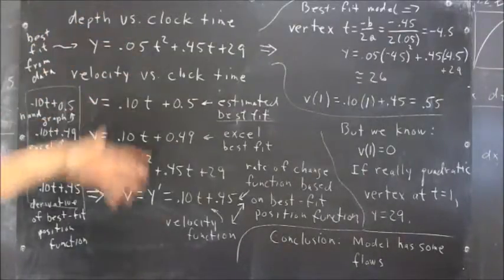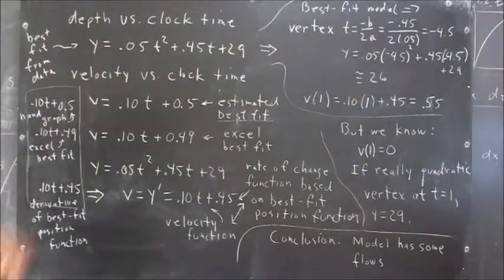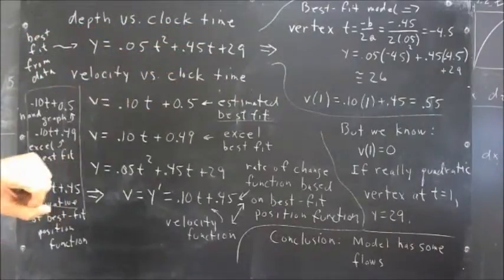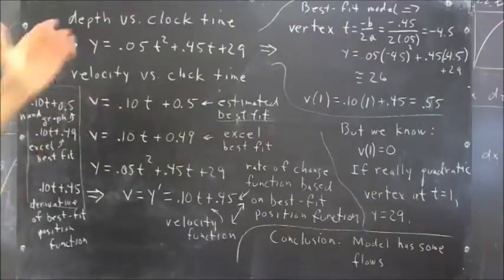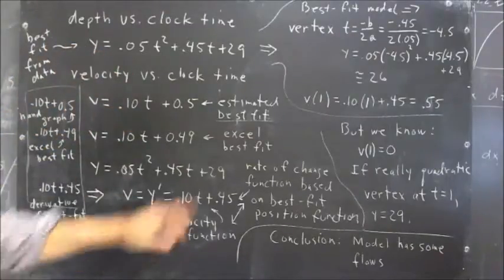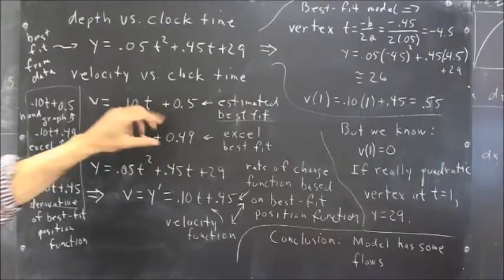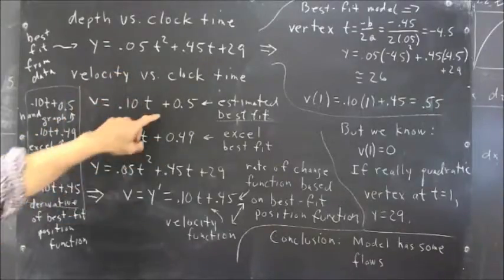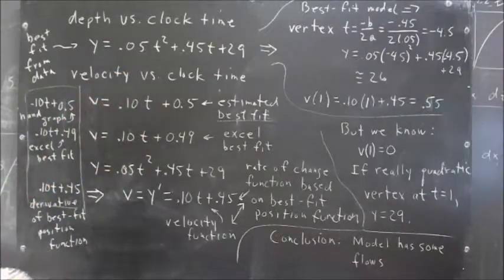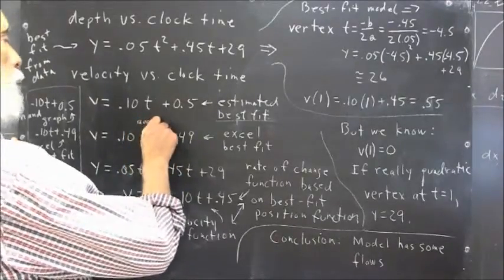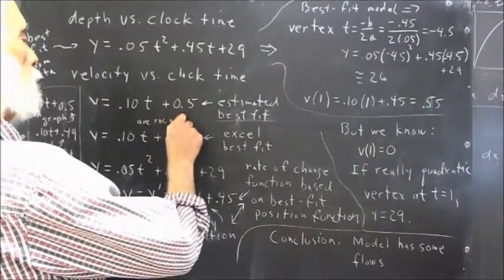Extending the Galileo experiment model just a little further, depth versus clock time was given by this function. Velocity versus clock time was given in three different ways. First, by an estimated best fit on the average rate of change versus midpoint clock time. Average rate of change versus T-mid.